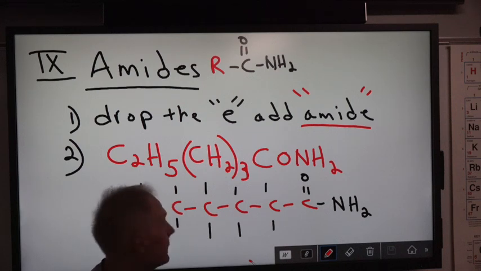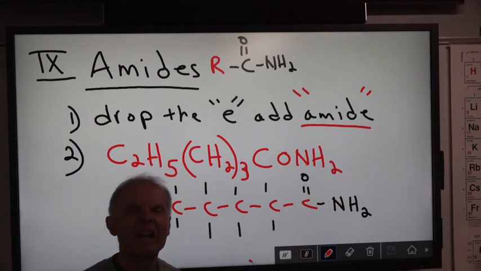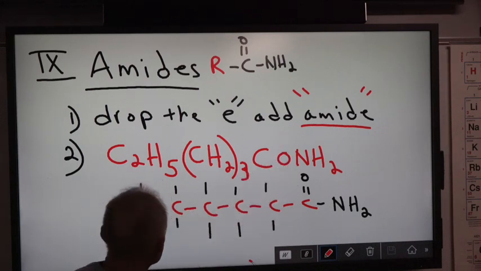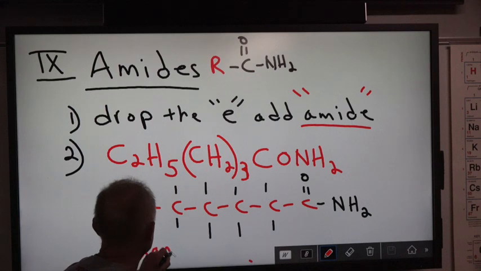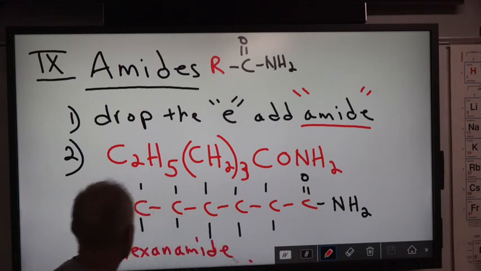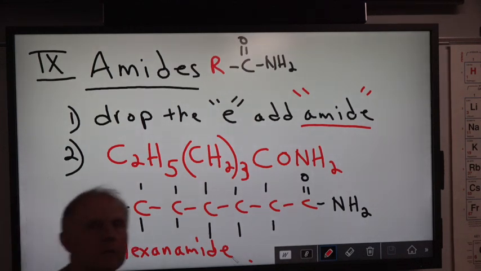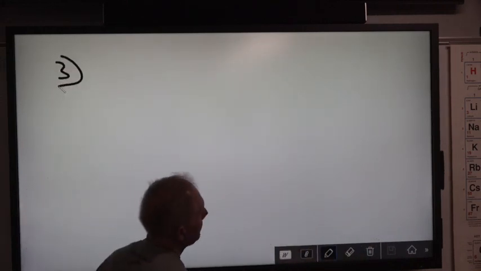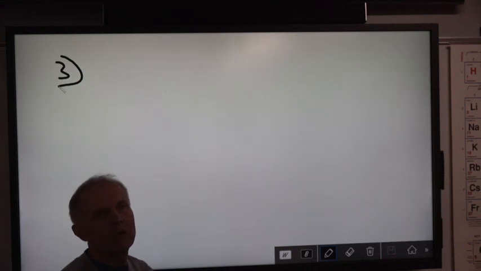And now to name it. 1, 2, 3, 4, 5, 6, I have 6 carbons. So instead of saying hexane, you drop the E and add amide, so this is hexanamide. Okay? All right, we'll do one more, and then I'm going to give you two to do for homework. So put down number three. This time I'm going to give you the structure, and you're going to try to give me the molecular formula and the name.